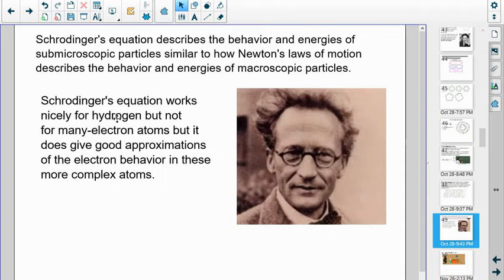Schrodinger's equation works well for hydrogen, but not for more complex systems. We were able to use Schrodinger's equations to predict some of the shapes that we'll see later on of where the electrons, again, are most likely located.